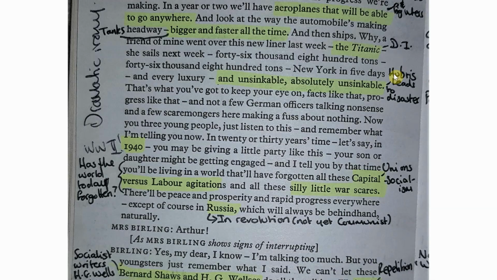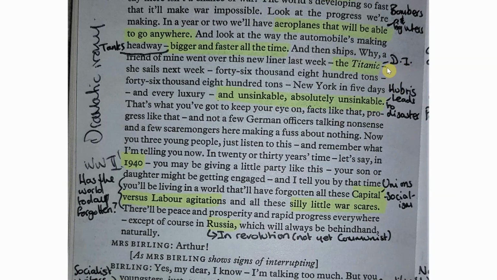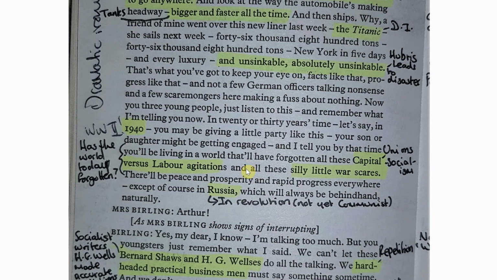We then have the most obvious piece of dramatic irony of all time, Mr. Birling talking about the Titanic, describing it as unsinkable, absolutely unsinkable. This again is Mr. Birling just being wrong. At the same time, this is Mr. Birling reflecting the hubris of the time. But in commenting on the Titanic, this is dramatic irony because we as the audience know that the Titanic sank. In the same way that we know that World War I happened, that the aeroplanes that were being developed were bombers and fighter planes, and all that kind of stuff.